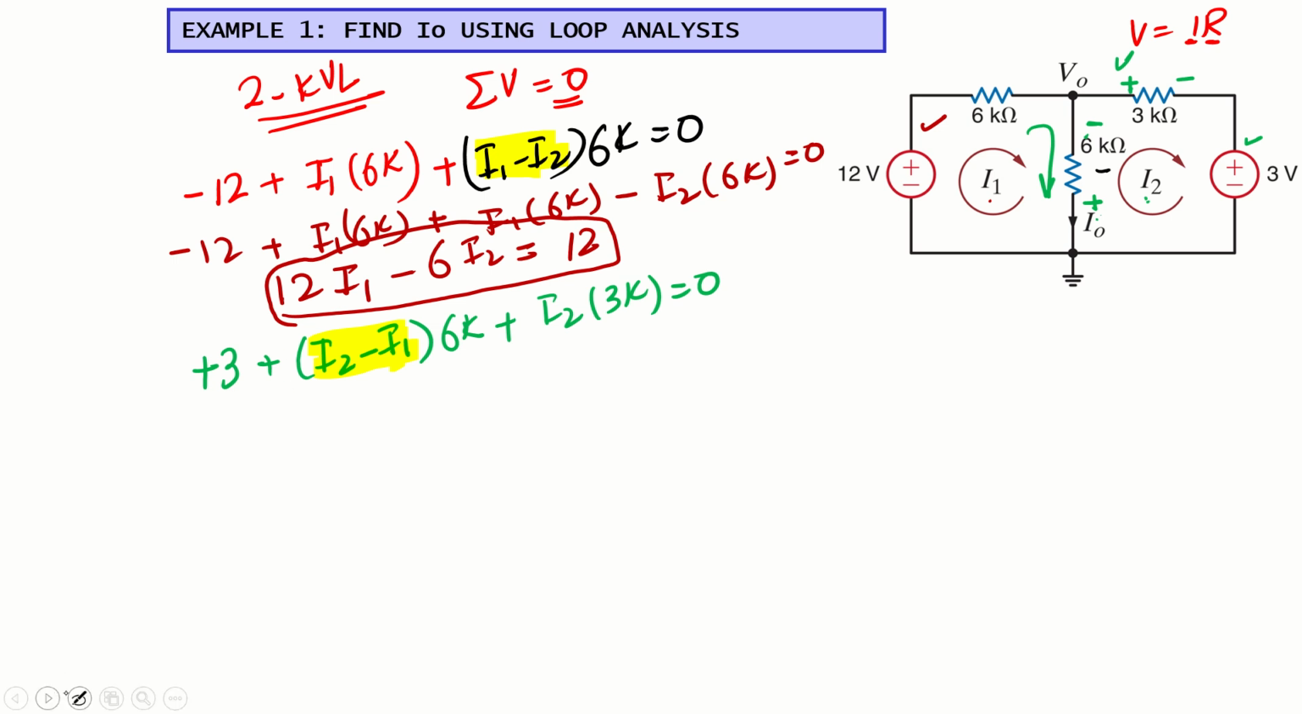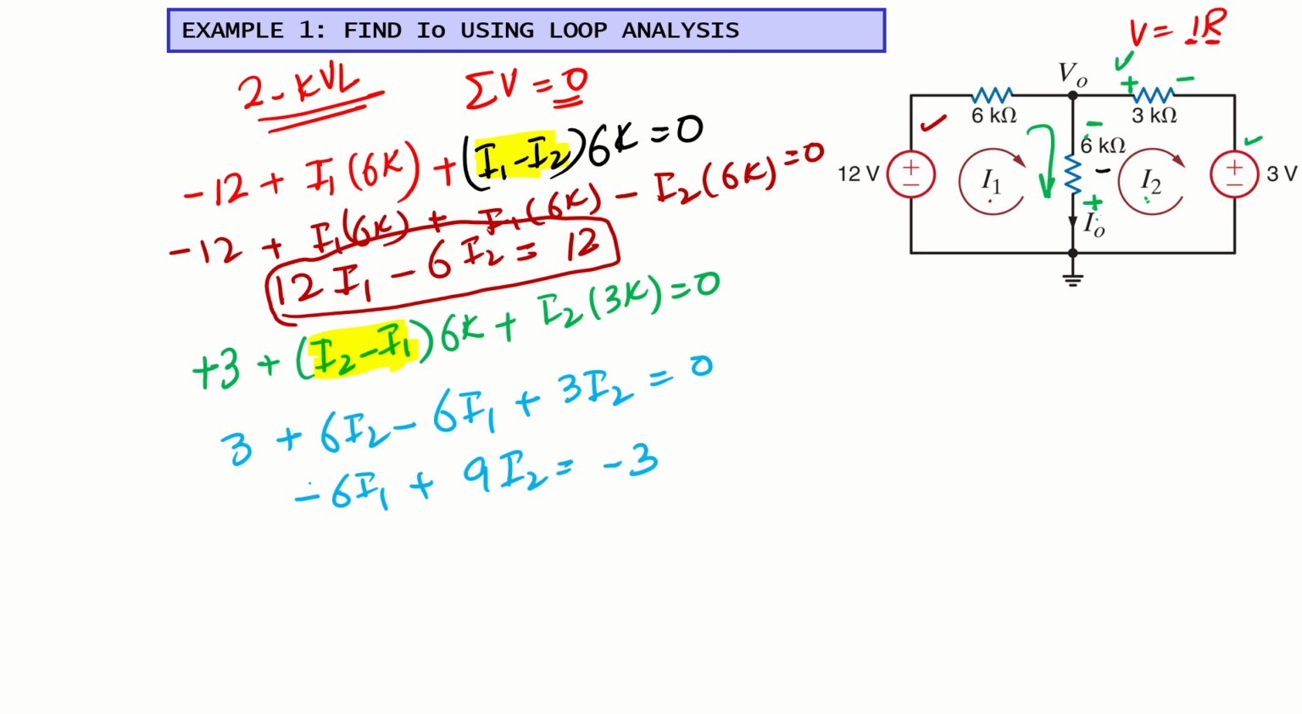Okay, so the K you can include it, or basically at the end we can divide with K, that will just make the current say milliampere. So here what we can do the same thing, 6 times of I2 minus 6 times of I1 plus 3 times of I2 is equal to 0. Or if we rearrange it, minus 6 times of I1 plus 9 times of I2 is equal to minus 3. So that will be our second equation. So we have basically two equations with the two unknowns.